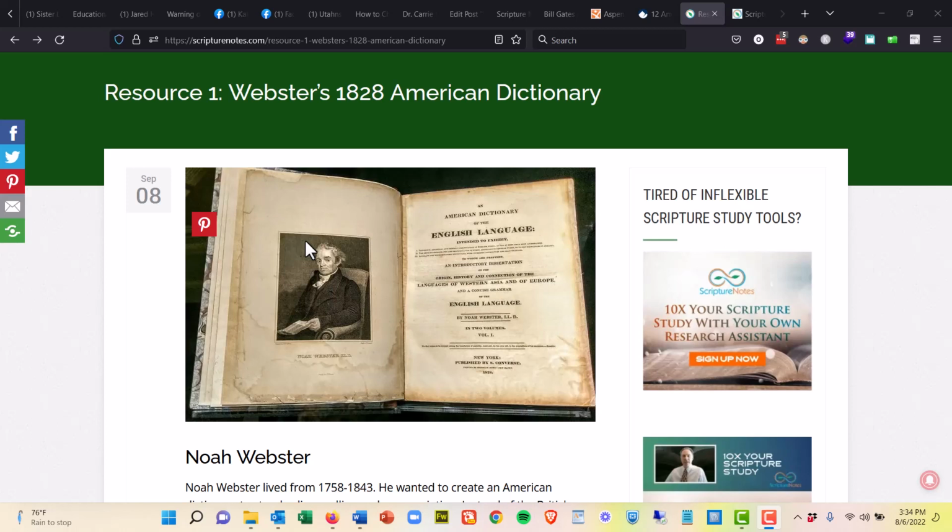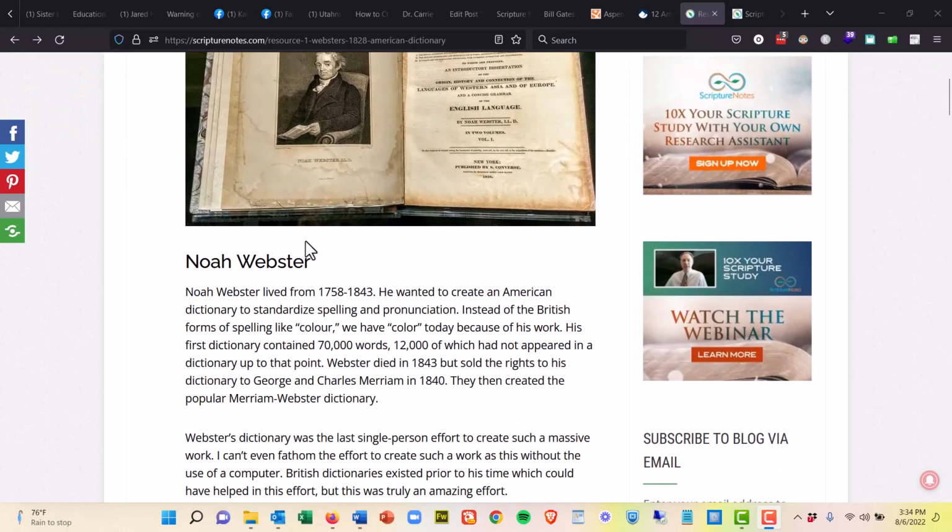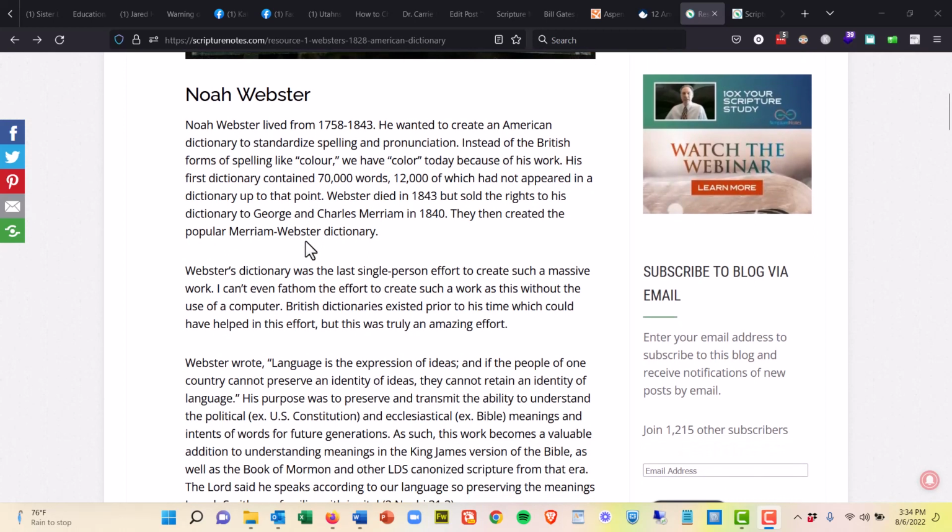And if you don't know, Noah Webster was an amazing American. He lived from 1758 to 1843, and he wanted to create an American dictionary to standardize spelling and pronunciation. And instead of British forms of spelling, like you might have seen, he wanted to Americanize or make standard the American spelling of those words.